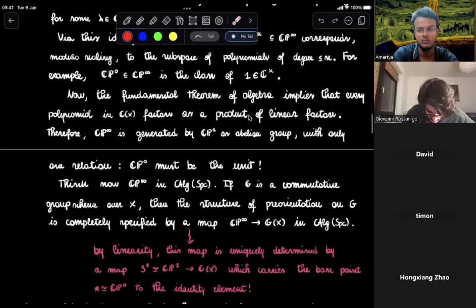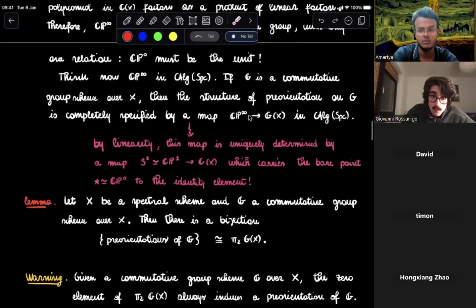This, if you accept this as a proof, we have shown that whenever we have a spectral scheme X and a commutative group scheme G over the spectral scheme X, so a flat group scheme over X, then we have a bijection between the pre-orientations of G and the elements of the pi2 of G(X). This is exactly specified by this data here. So sorry.